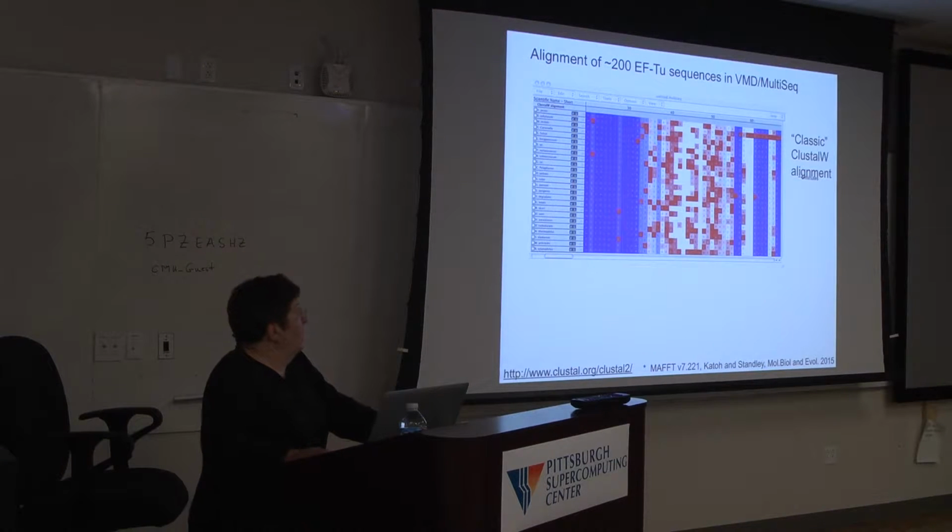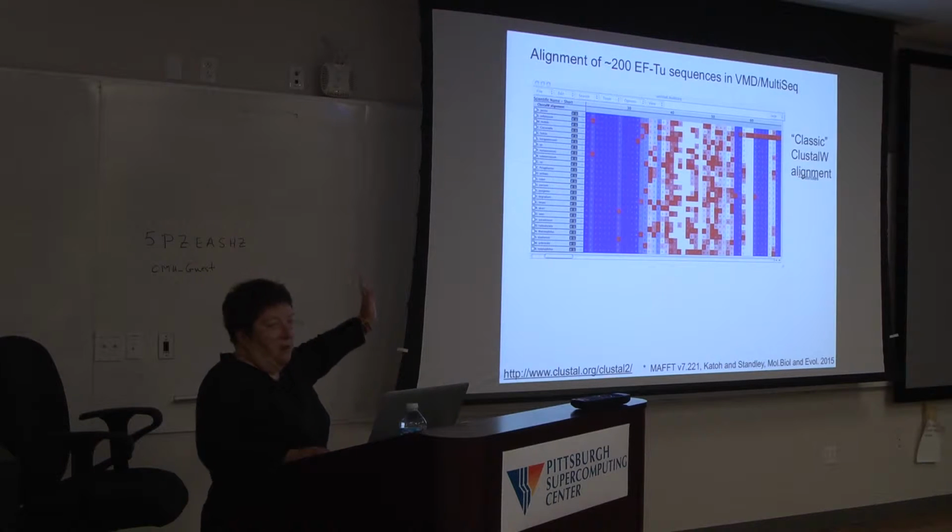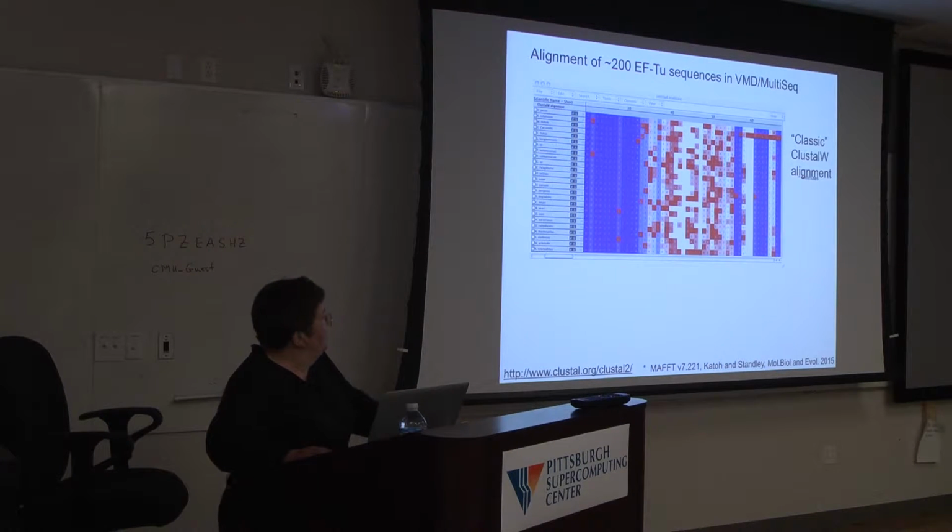All right, so how do we get the alignments if you're going to have multiple sequences? The classic method that's been out there for years is called Clustal, Clustal W. They do now have an improved version. This old one used to be really slow. It took 5 minutes to align just these 200 sequences of EF-Tu. That's a long time.